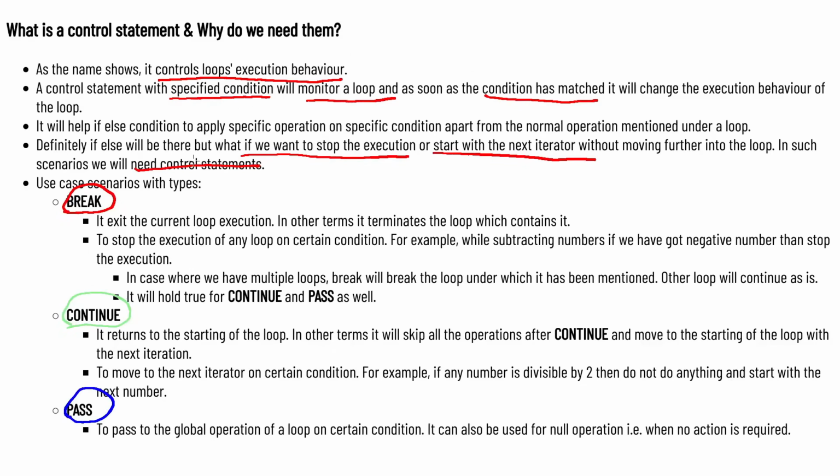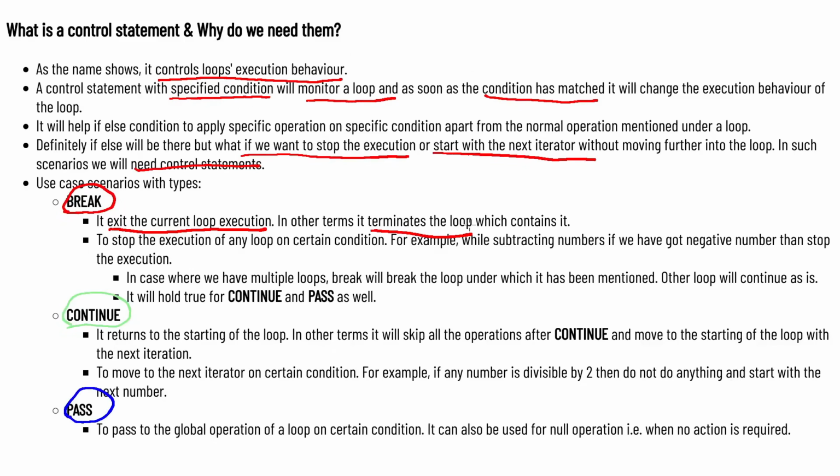Mostly you will get an idea based on the names themselves. The first one is break. The break statement is used to exit the current loop execution. In other terms, it will terminate the loop. Again, it is based on certain conditions, and once that condition has been met, it will stop the execution and terminate the loop.